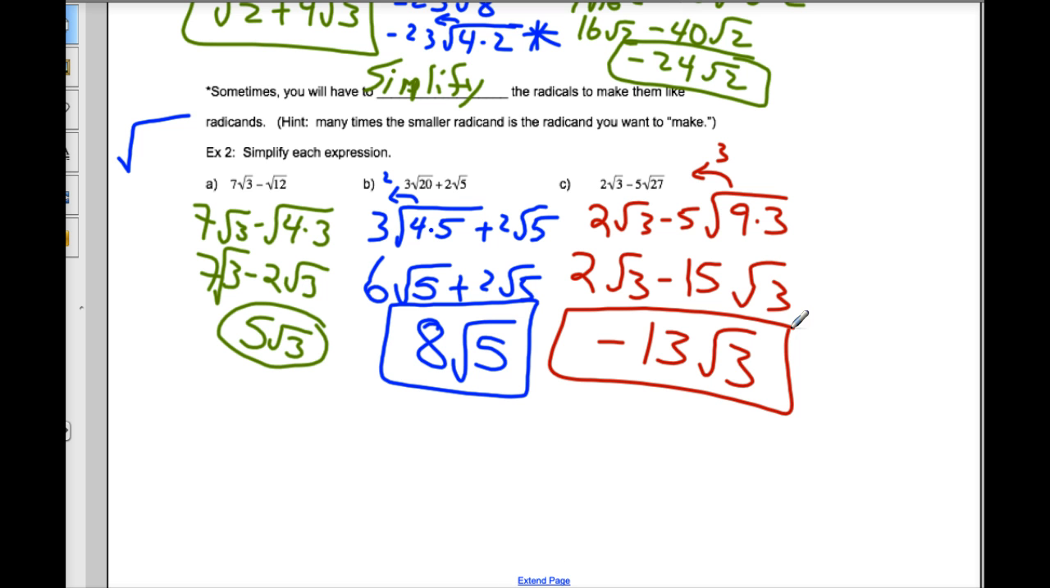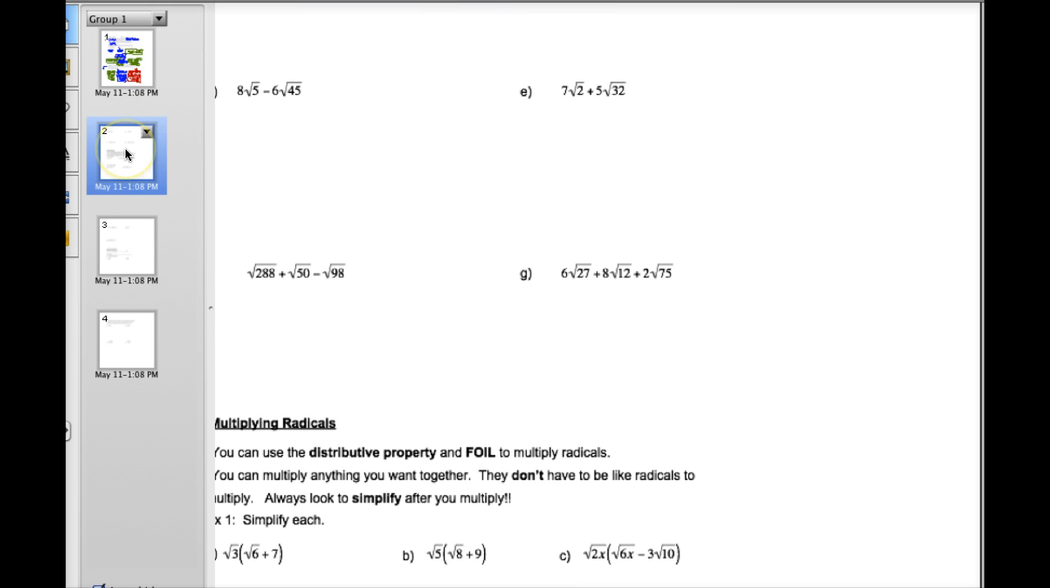Okay, that's adding, subtracting, and simplifying them. Jump to the next page, please.